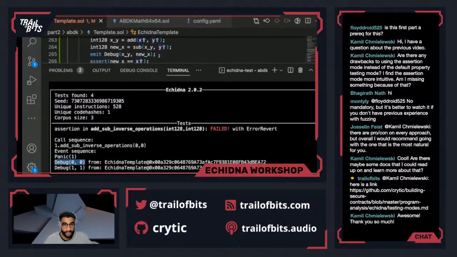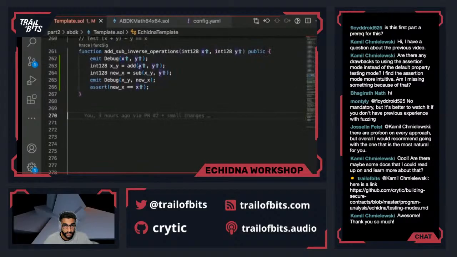So let's drill down a little bit further as to what happened. When we added 0 and 0, somehow xy became 1. And then we did 1 minus 0, because y is 0 and xy is 1, and then we got 1 again.